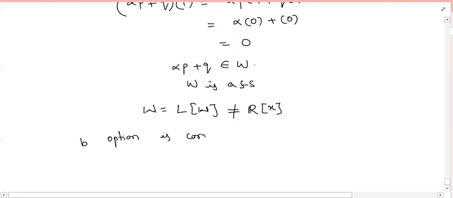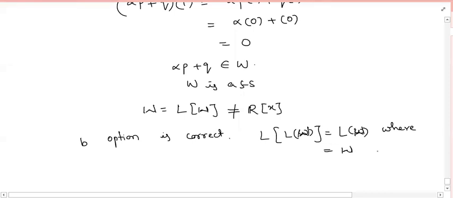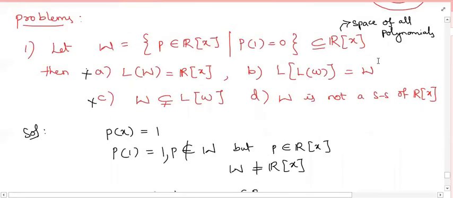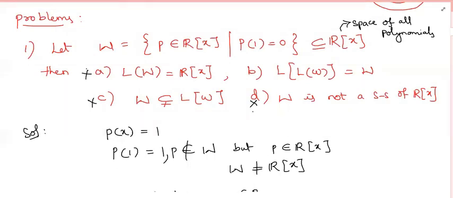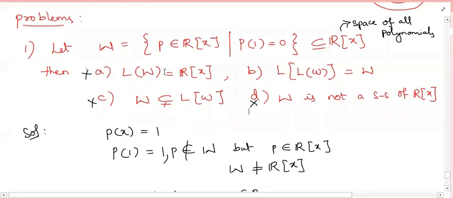Because in the first step L of W is W, and once again L of W is W. L of W equals W because W is a subspace. And what about option D? Why is D not correct? D says W is not a subspace, but we already proved W is a subspace. So this question purely depends on proving that W is a subspace. Once you prove W is a subspace, you can answer this question using the properties which I have mentioned.